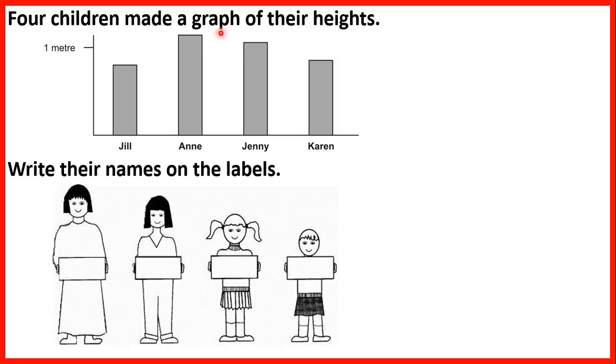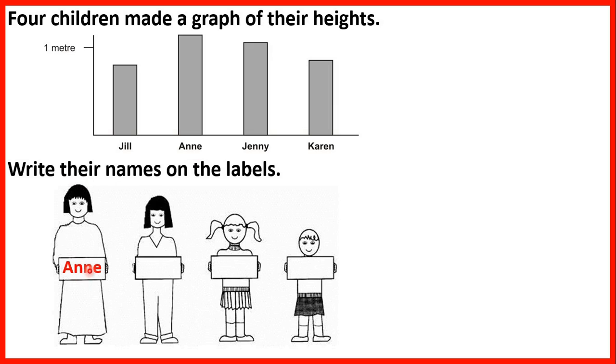4 children made a graph of their heights. Write their names on the labels. So, because they have a graph of their heights, that means the child with the largest bar will be the tallest. And we can see from the graph that the largest bar we have is Anne, so that means Anne is the tallest.